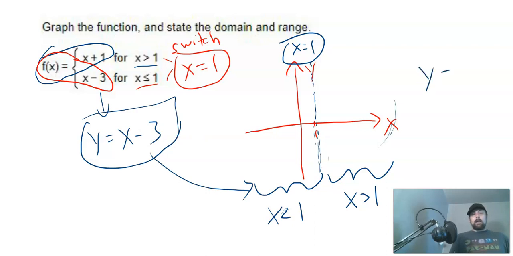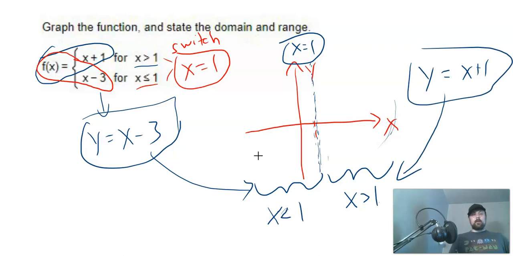And then I want to graph y equals x plus 1 on the right-hand side where x is greater than 1, because that's what it says. When x is greater than 1, use this equation. Here's where x is greater than 1. I will use this equation in this region. When x is less than 1, use this equation. Use x minus 3. So here's where x is less than 1. I will use this equation.